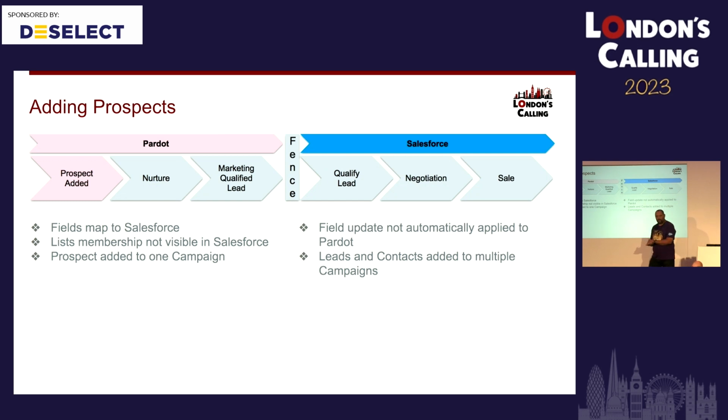Okay, so what happens when you add a prospect is the Pardot admin will have a form, or they'll be uploading a CSV, and it will go into Pardot. And there will be fields that you're adding your data to, right? So the Pardot admin has created fields. And when you create a field in Pardot, you map it to a field that is in Salesforce. It's not linking to that field, it's a map to that field.